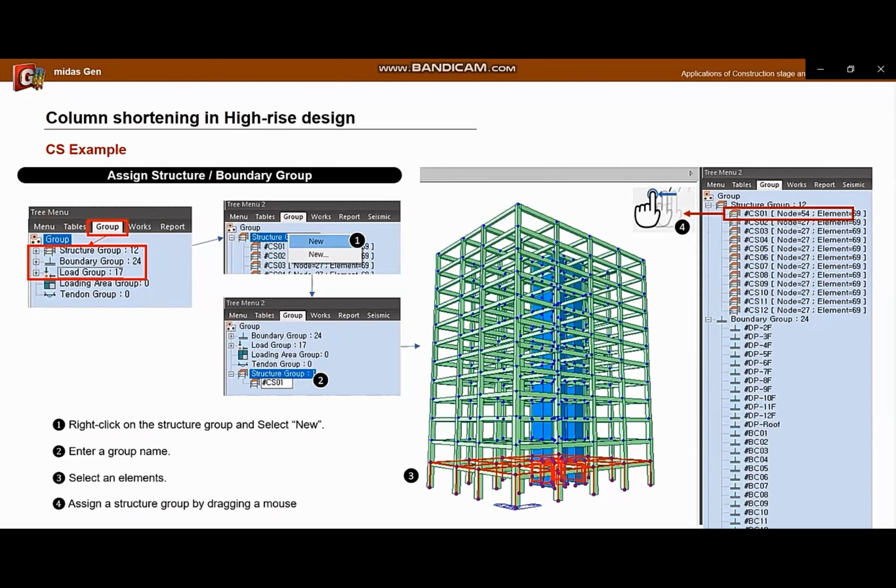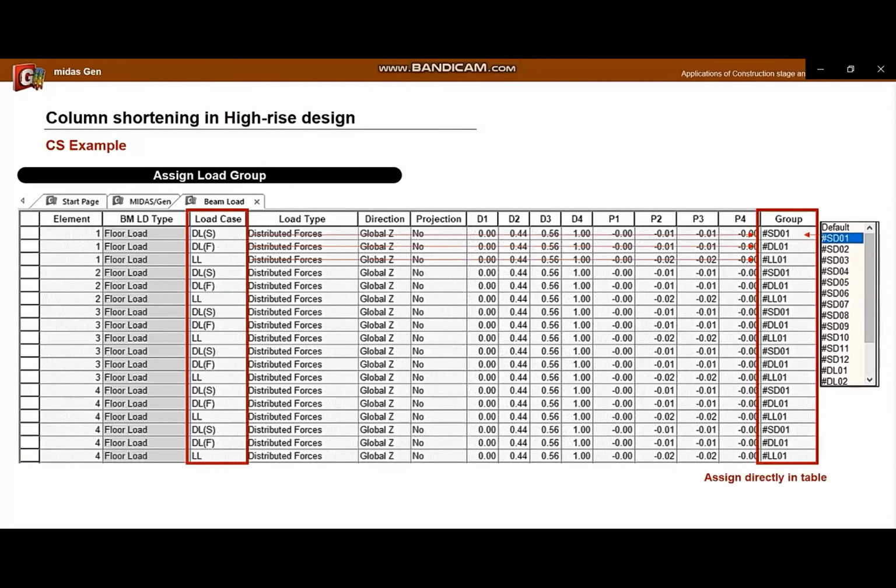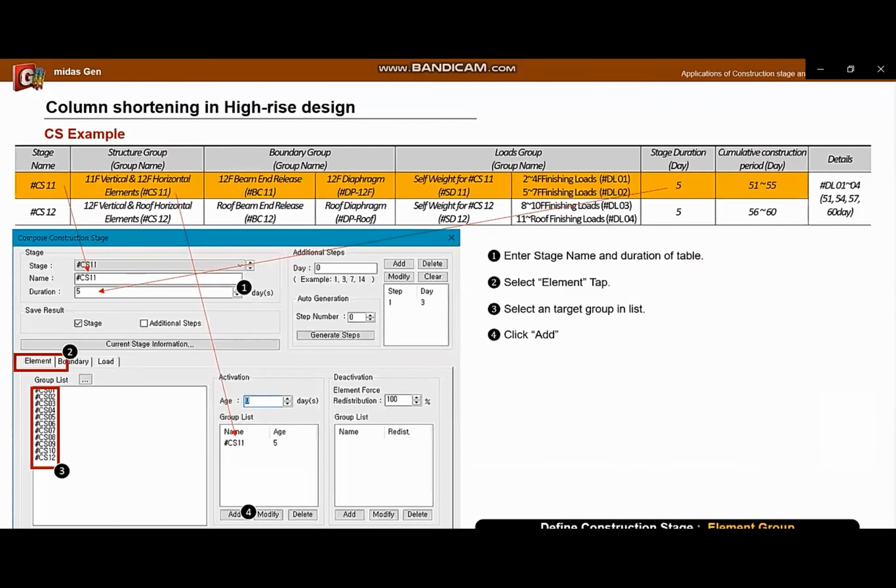After creating all group names as shown on the right, you select the elements corresponding to the target construction stage. And then you can select the target group name and drag it to the modeling window. Then the elements are automatically assigned to the target group. Load group can be assigned by selecting the corresponding group name from the group column in the load table.